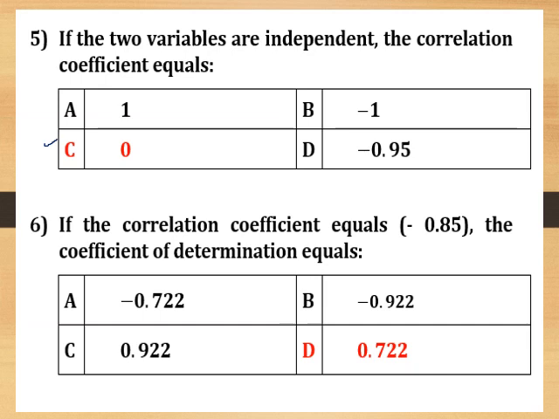Number 6, if the correlation coefficient equals negative 0.85, the coefficient of determination equals R square. So we square this value. Then R square equals negative 0.85 to the power 2. Then the correct answer is D.